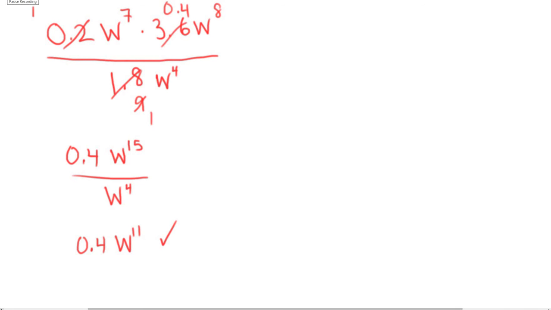And another way you could have done this, you could have multiplied the 0.2 times the 3.6, and that would have given you 0.72 divided by 1.8. That would have given you 0.4. So you would have gotten the answer the same way. It might have been a little bit easier to combine the 0.2 and the 3.6. So always check your answers.